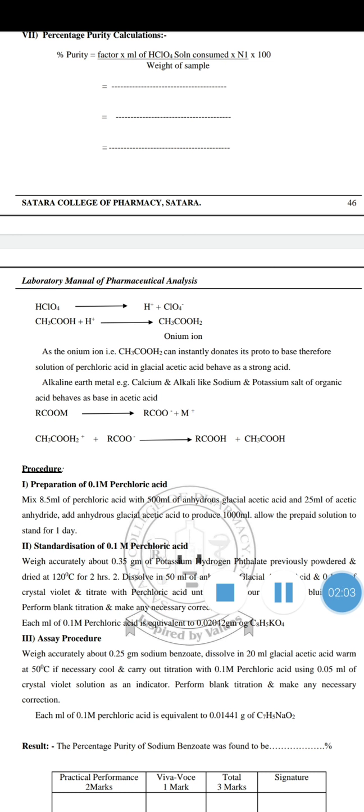And the alkaline earth metals, for example calcium, and alkali metals like sodium and potassium salts of organic acids behave as a base in acetic acid.